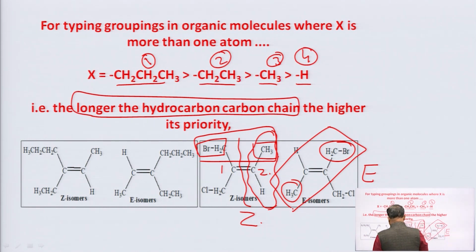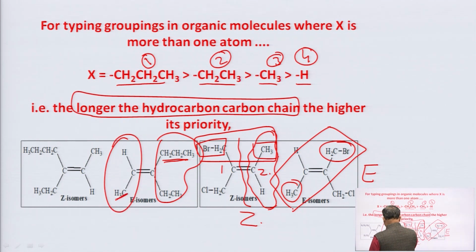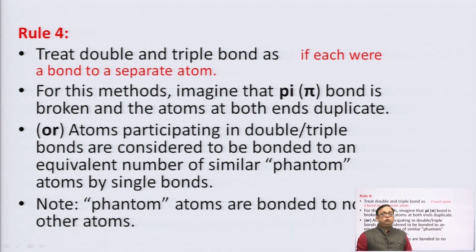Similarly, here you can see that among these two substituents, this has high priority, and among these two substituents it has high priority. These two high priority groups are present opposite to each other, that is why we are calling it E. So, we have to look upon whether these substituents with high priority are present on the opposite side or on the same side. Rule 4: treat double and triple bonds as an indivisible entity; treat them as separate bonds and consider it as a phantom atom. Let us have an example over this.